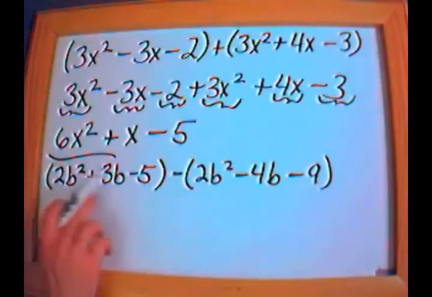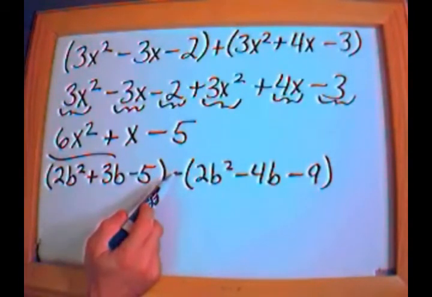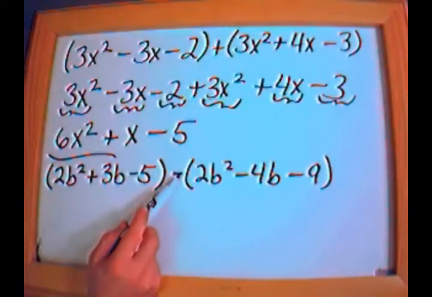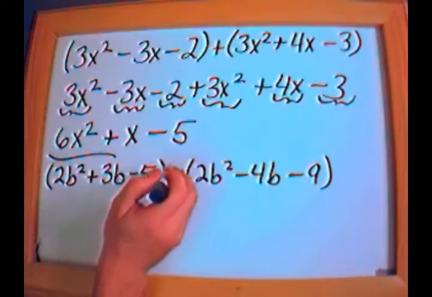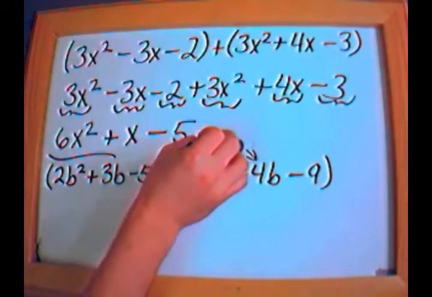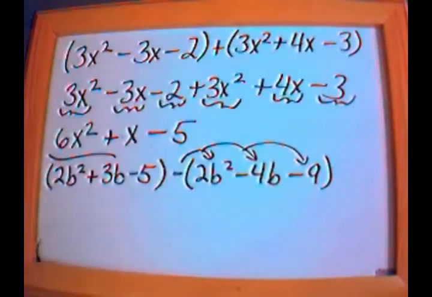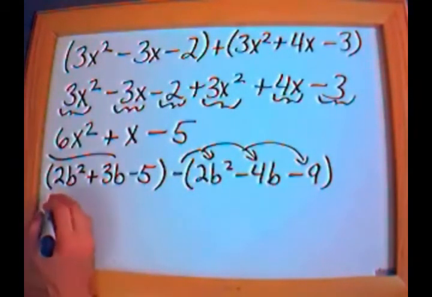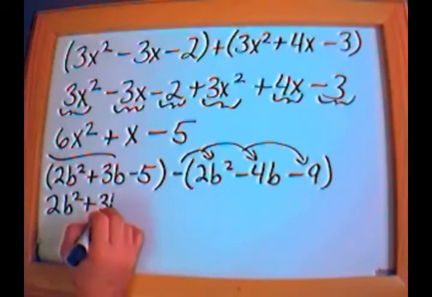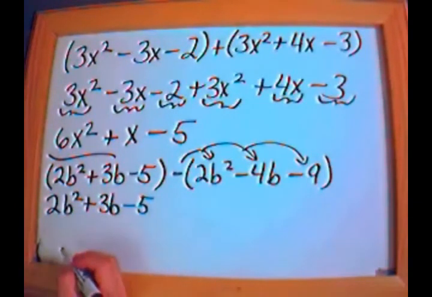So I'm going to go ahead and start stripping off the parentheses. However, notice there's a negative sign here. This is a subtraction, not an addition. So this is kind of like having negative 1 out here times this business, which means this negative is going to need to be distributed in, just like a negative 1 multiplied by each of these terms. So let me just start from the left. 2b squared plus 3b minus 5.